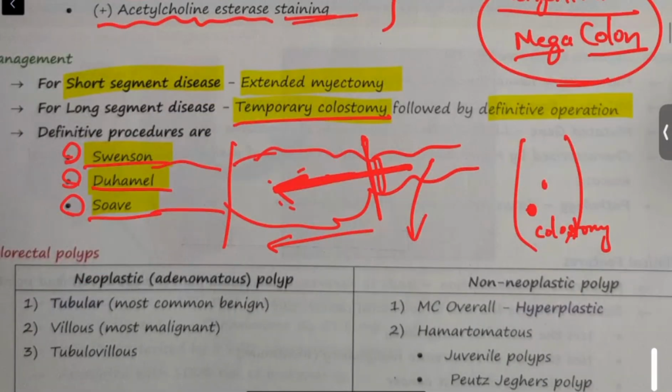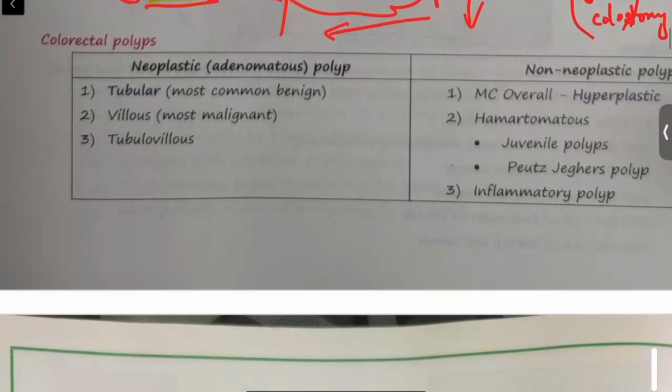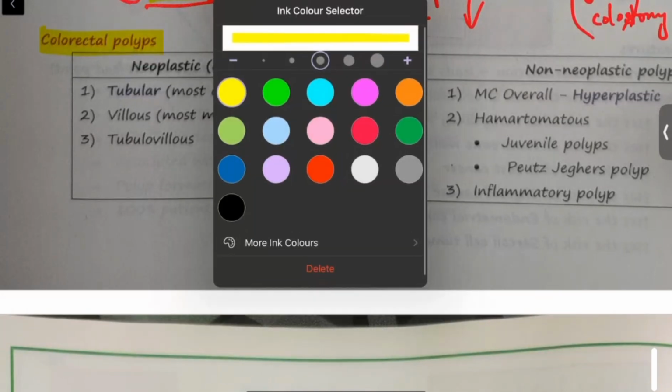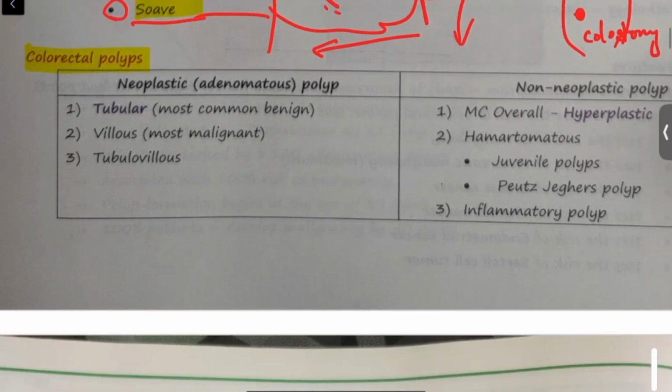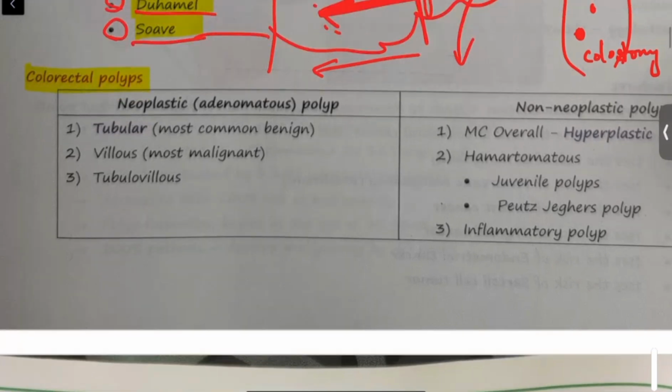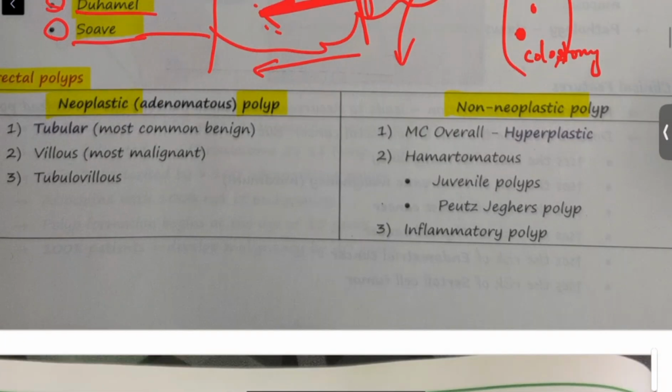After this, we will start with the major topic, that is colorectal polyp. It can be in the colon or it can be in the rectum, and it is a polyp. Okay, so that itself is the definition of this. So there are two types of polyps mainly. We can divide these colorectal polyps into two types, which are neoplastic or cancerous, and non-neoplastic or non-cancerous.